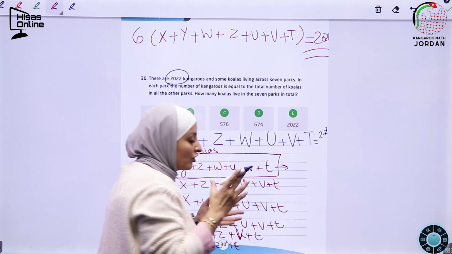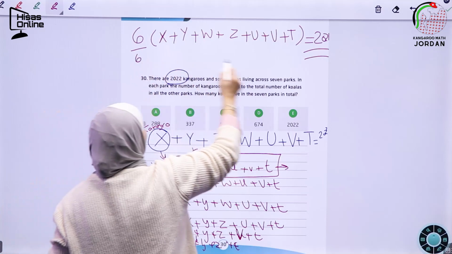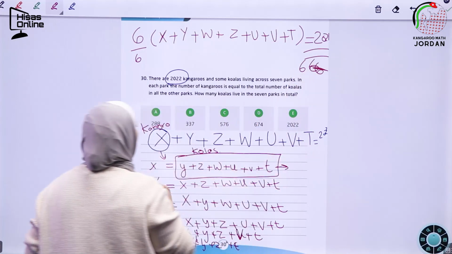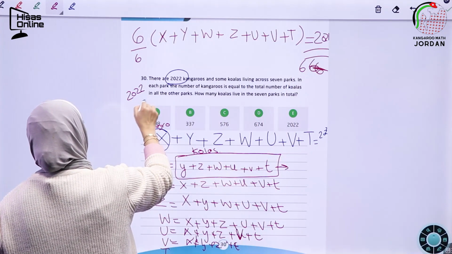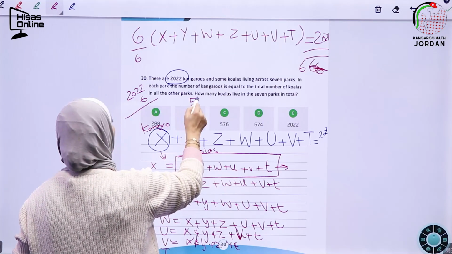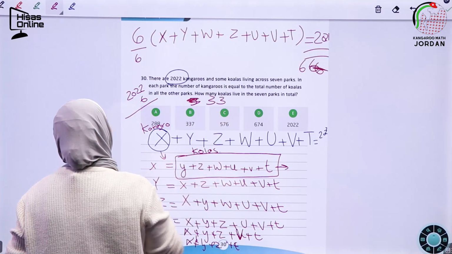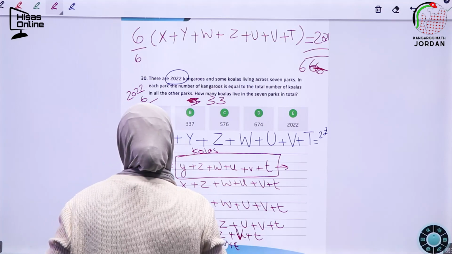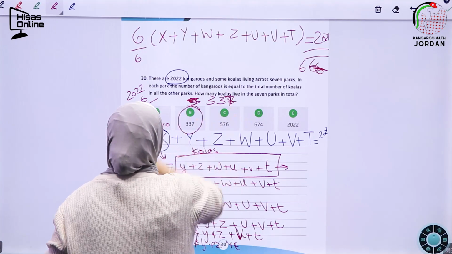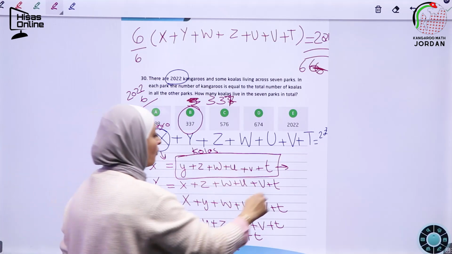Why 2022? Because I know the total of kangaroos. So let's divide this by 6, divide this by 6. 2022 divided by 6, it's going to be 3, and a 3, and 7, so this is my correct answer. So there are 337 koalas.